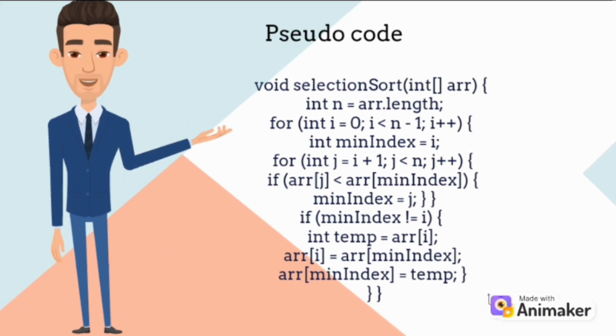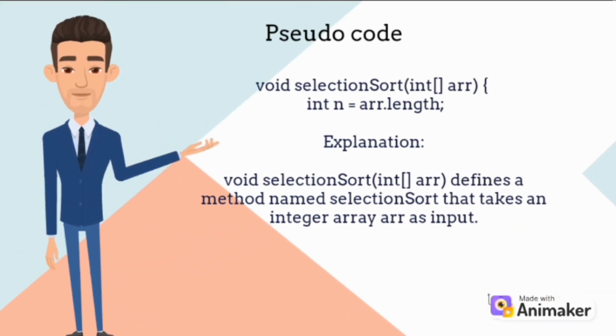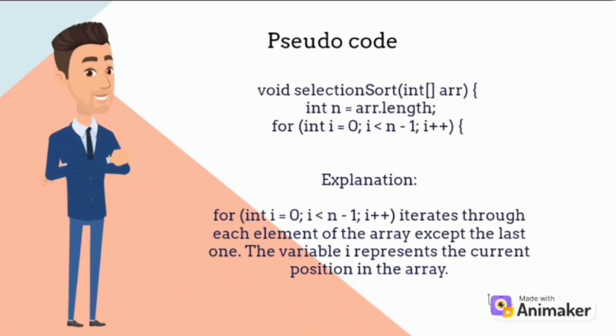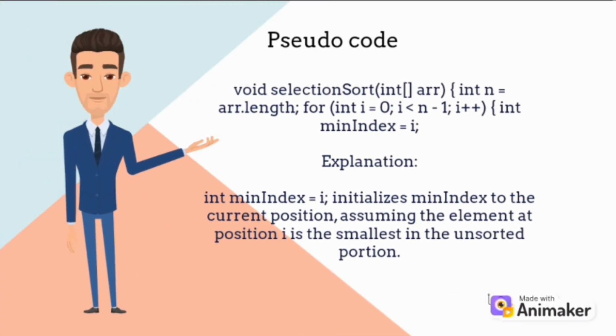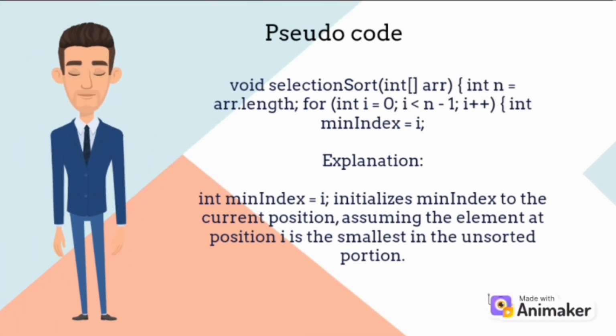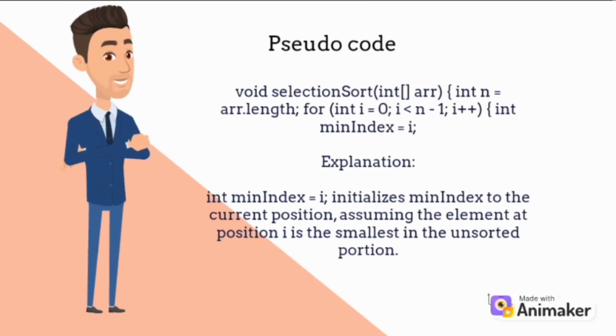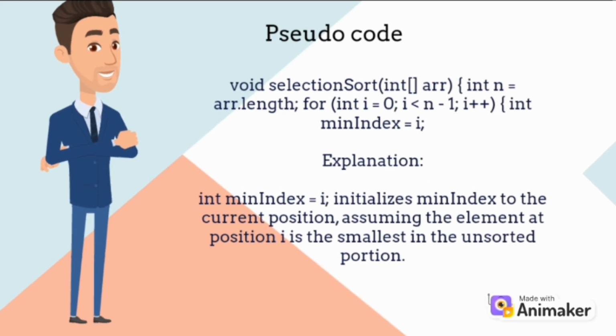Now, let us look into the pseudocode of selection sort. Void selectionSort defines a method named selectionSort that takes an integer array arr as input. It iterates through each element of the array except the last one. The variable i represents the current position in the array. int minIndex = i initializes minIndex to the current position, assuming the element at position i is the smallest in the unsorted portion.